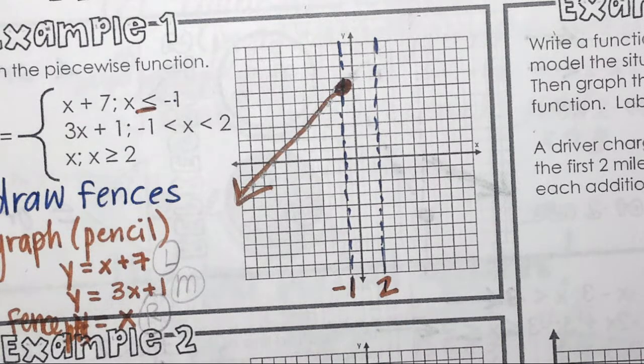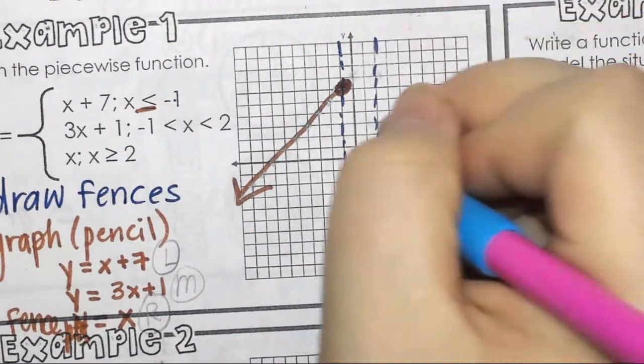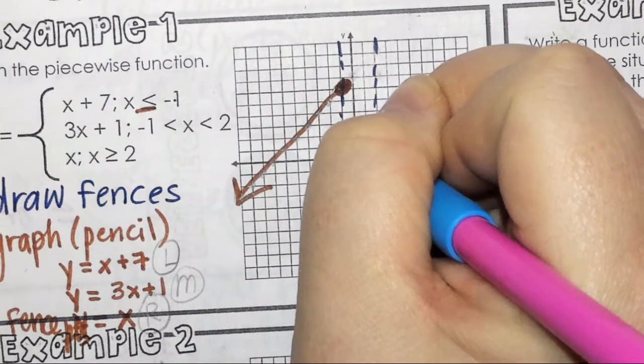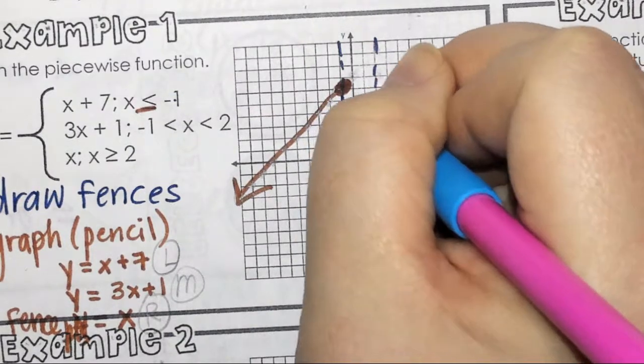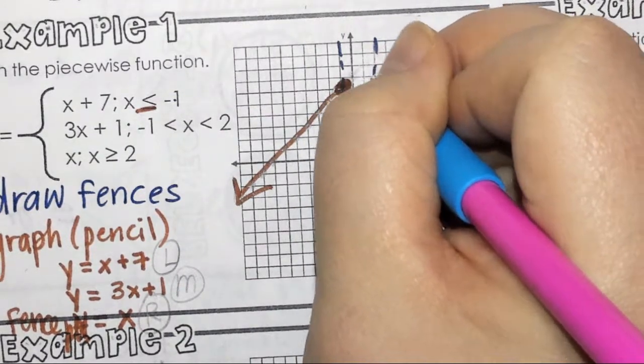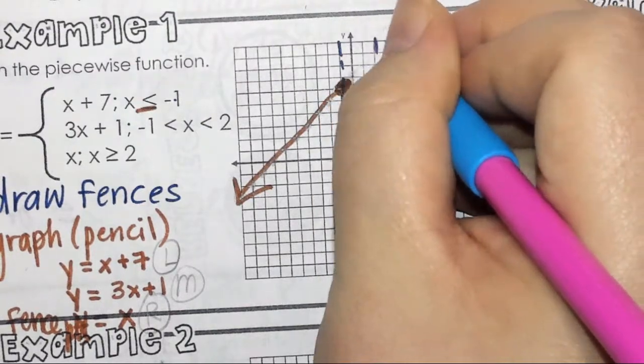Okay, so we graphed the first guy, and now we got to graph the middle guy, 3x plus 1. So we go to 1. And then our slope is 3x, so up 3, 1, 2, 3 over 1.